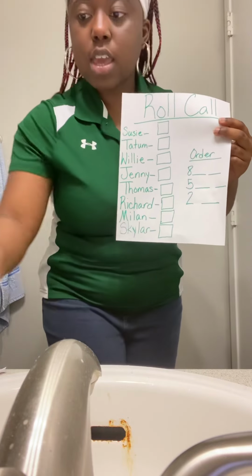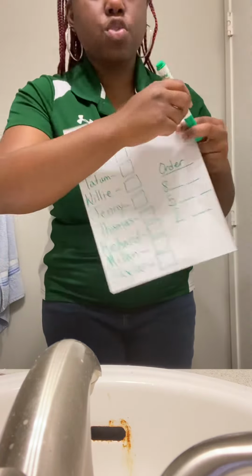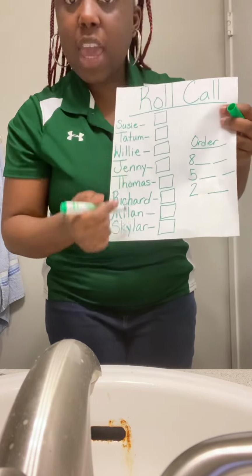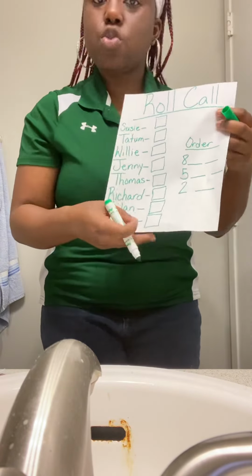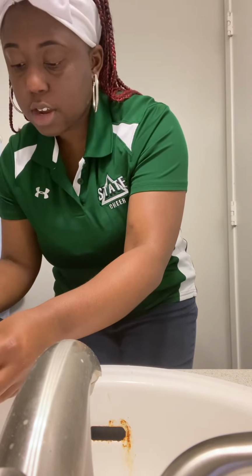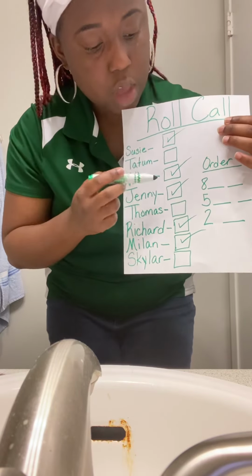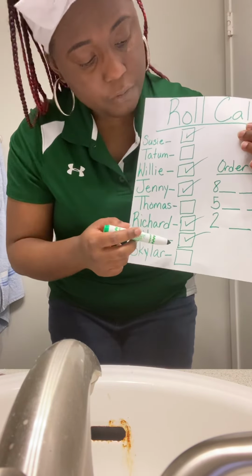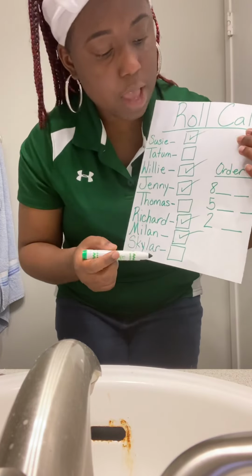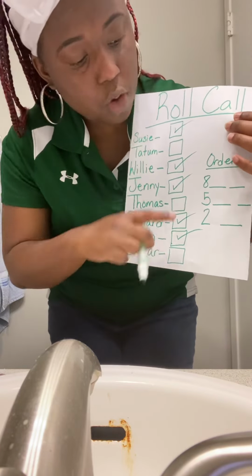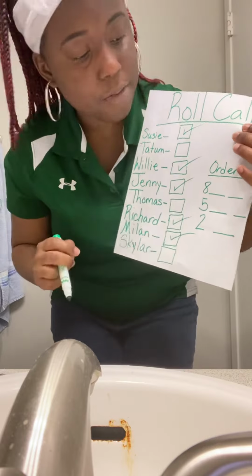And at the end, you can maybe do a fun little count. Ask the kids, say, count with me. Let's see who was here. So for instance, we'll say Susie was here, Willie was here, Jenny was here, Richard here, and Milan is here. And you can show them, these are the children that are here. Let's count them. You can do 1, 2, 3, 4, 5. Only 5 children are here today. And oh, guys, over here, I see the number 5.